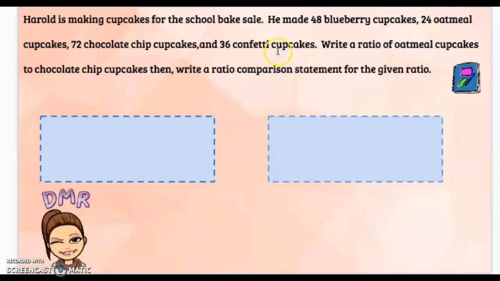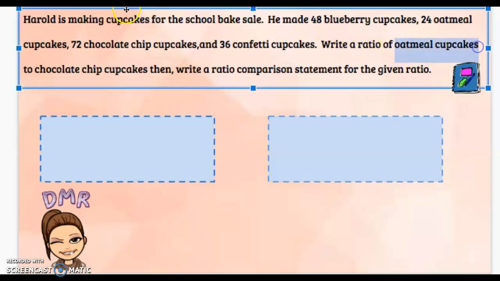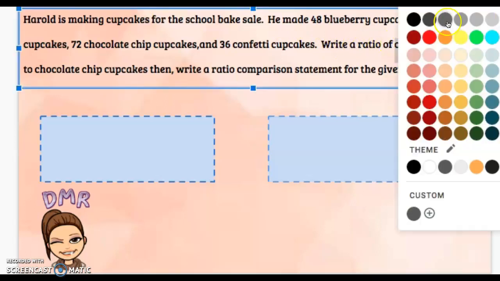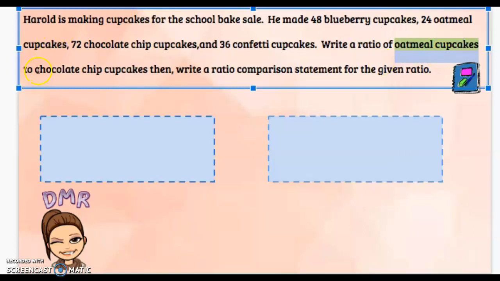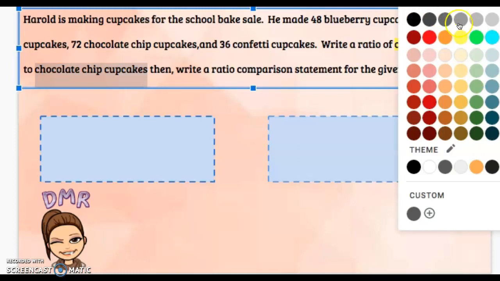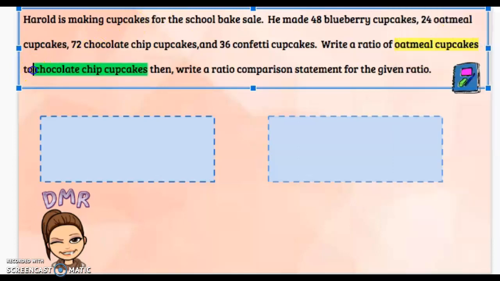So if he's made all these cupcakes, we need to write a ratio of oatmeal. I'll highlight our oatmeal. That's our first number. To chocolate chip cupcakes. That's our second number. Chocolate chip cupcakes. Okay, and then you have the word to. So that's a hint for you.